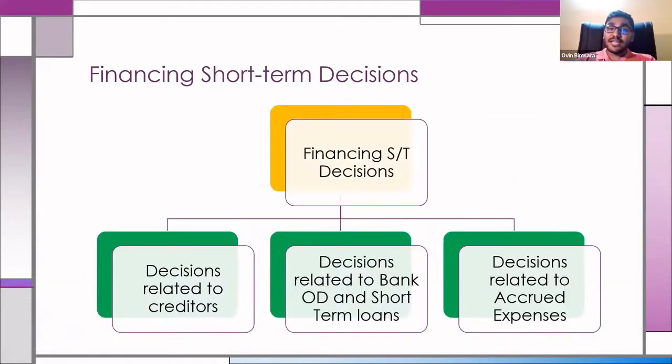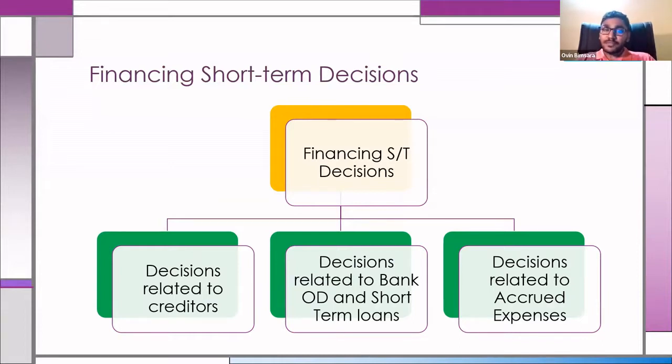In terms of financing short-term decisions, we have three. First one is decisions related to creditors. That means we have acquired assets on credit, and when are we going to settle them? We are obliged to pay them back. So when are we going to pay them, and what are the credit policies involved in that? Then, decisions related to bank overdraft and short-term loans.